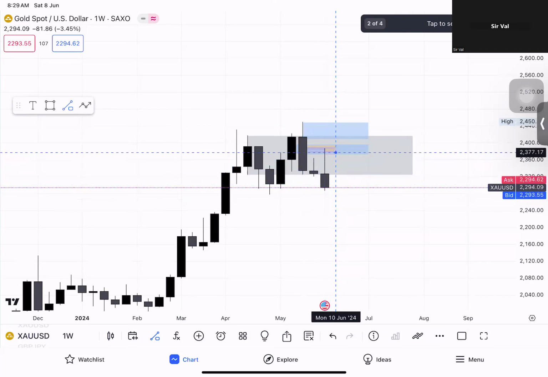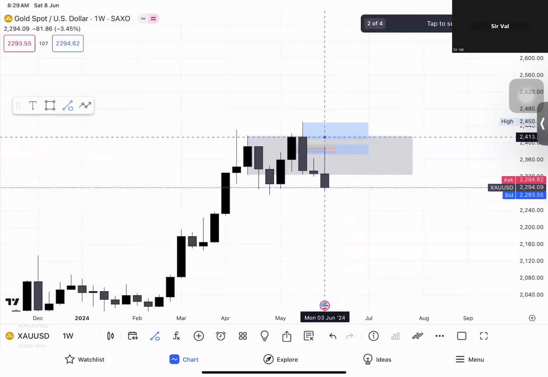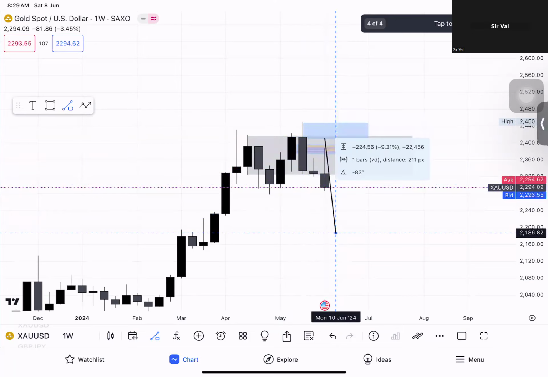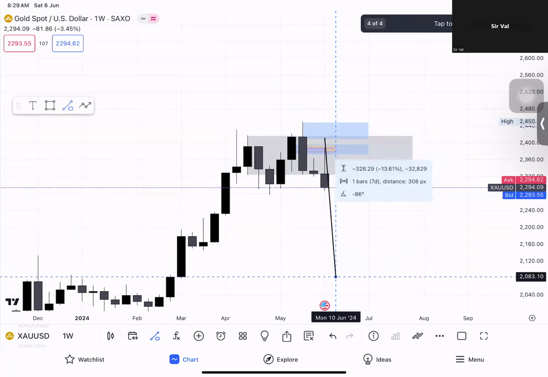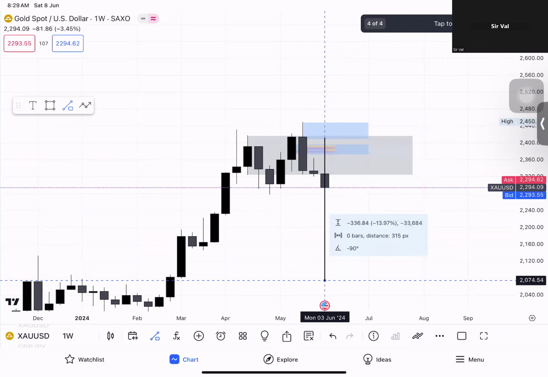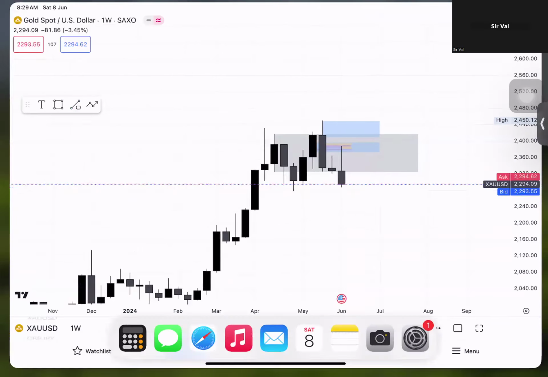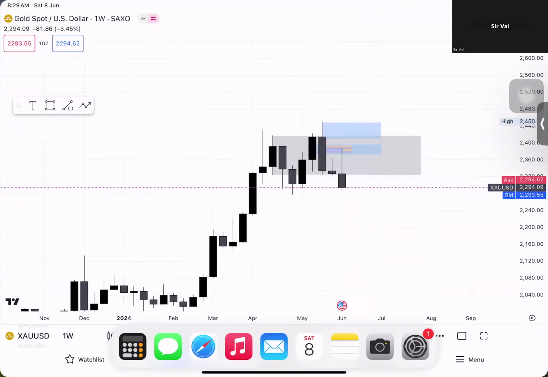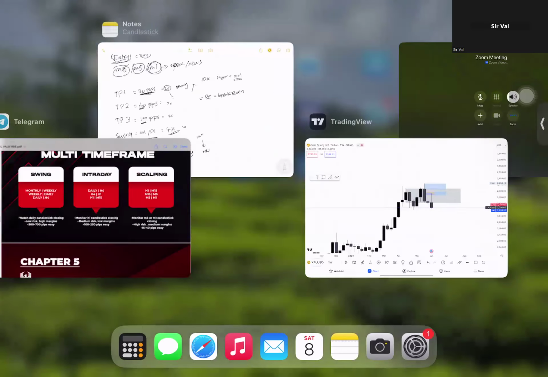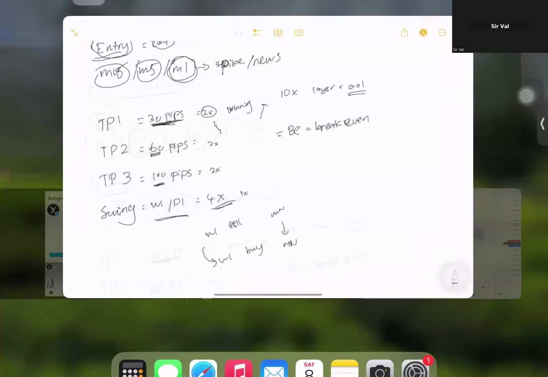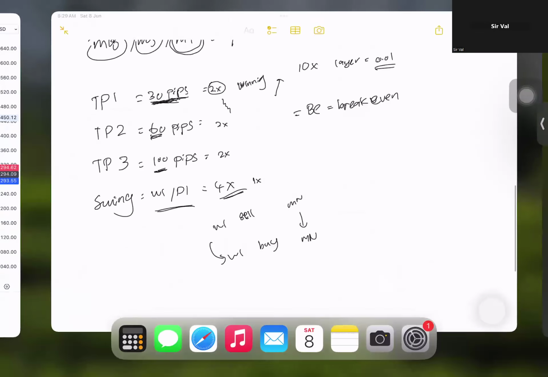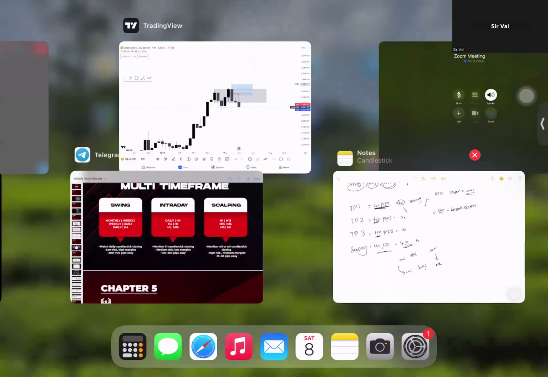So example, if you sold here, I have sold here. See how many pips? 2,000 pips. Wow. So here 3,000 pips. For me, 1,000 pips is normal. Too much, my entry hits 1,000 pips.